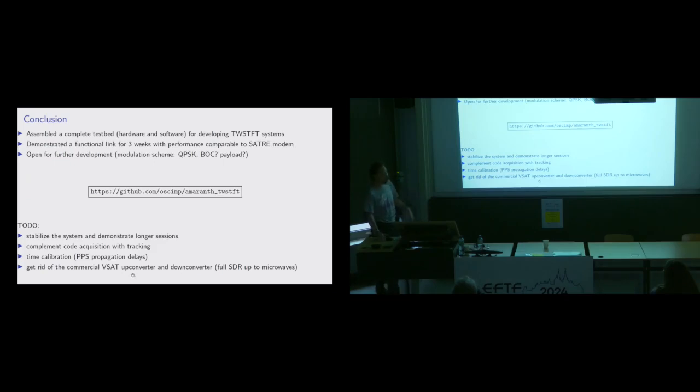And at the moment, we're still using a commercial VSAT upconverter and downconverter. And it will be beautiful now, with Analog Devices providing 11 gigahertz, 14 gigahertz PLLs as off-the-shelf chips, to get completely rid of the analog and do a fully digital system that will uplink at 14 gigahertz and downlink at 11 gigahertz.